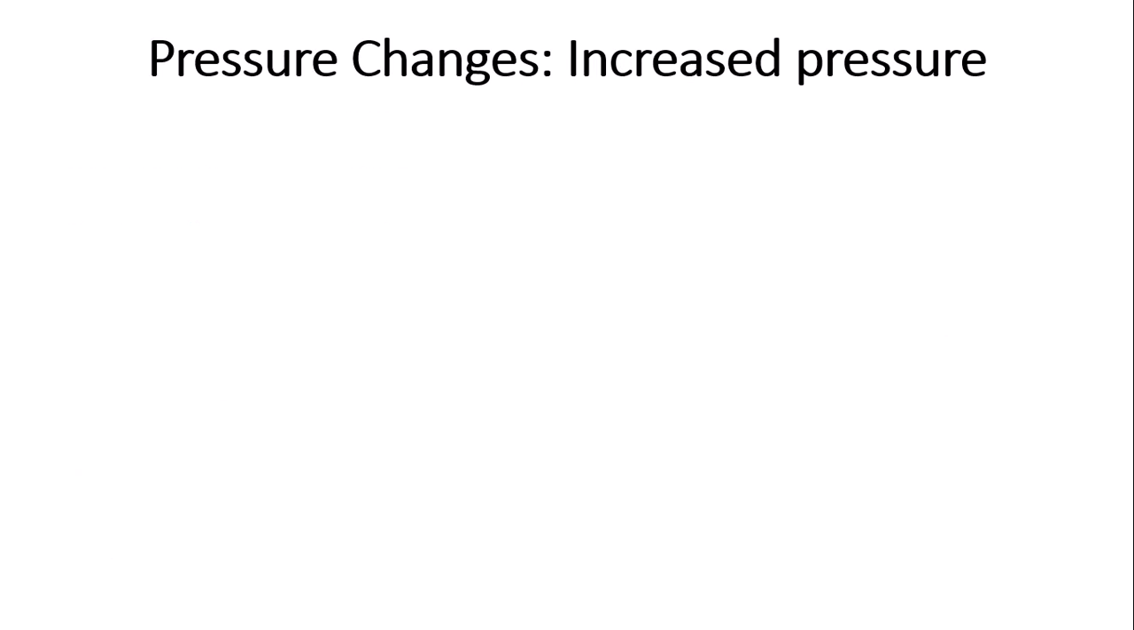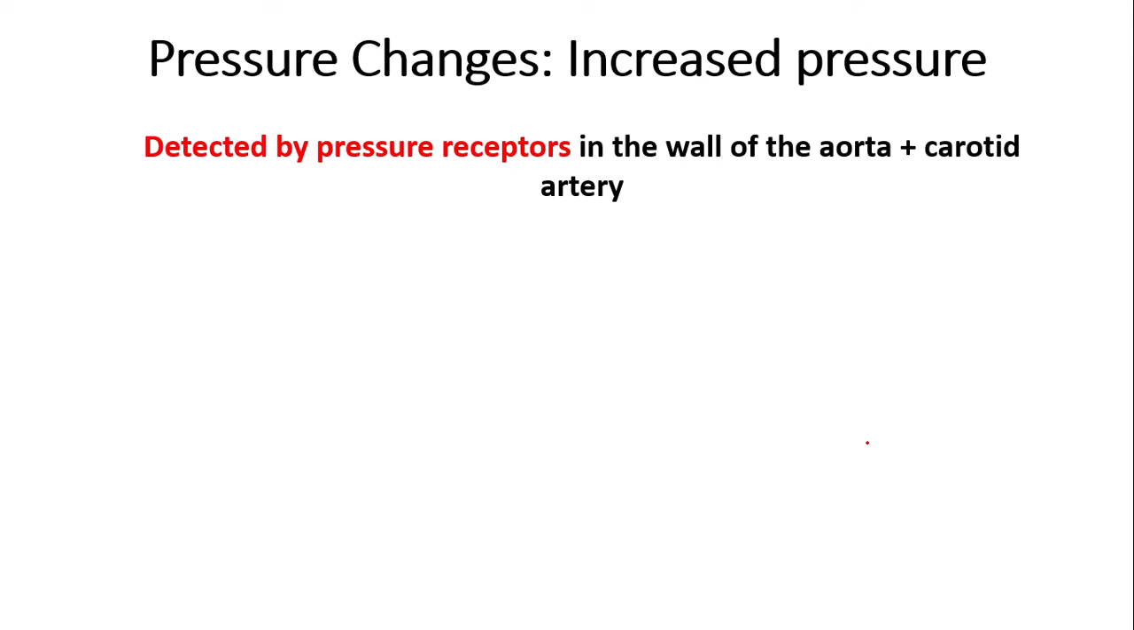So now we're going to focus on the different stimuli and how that affects heart rate. So let's begin. So the first stimuli that we're going to talk about is increased pressure. So the first step is that the increased pressure is detected by pressure receptors, and these receptors are located in the walls of the aorta and the carotid artery. The carotid artery, you might already know, is one of the main arteries that runs up your neck. Now, if you are unfamiliar with receptors, please check out my video on receptors in the corner.